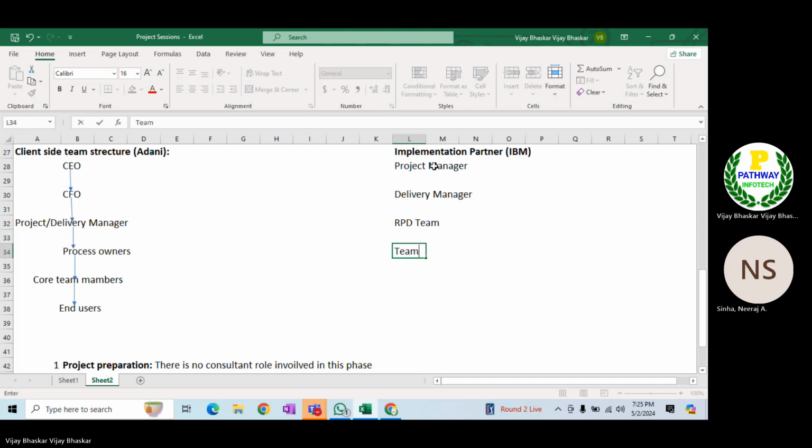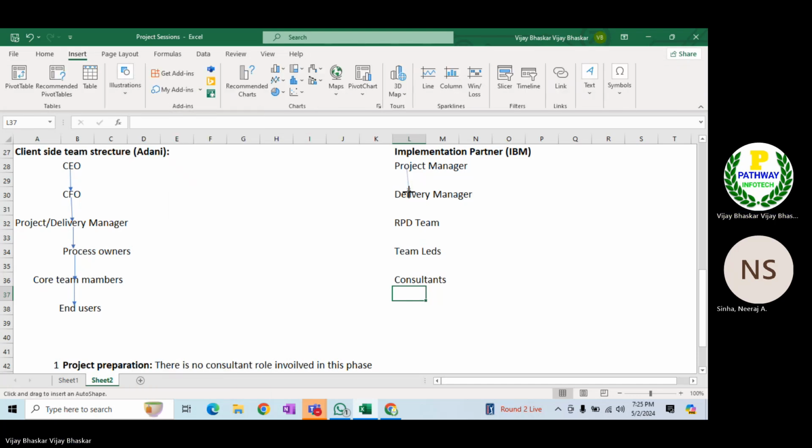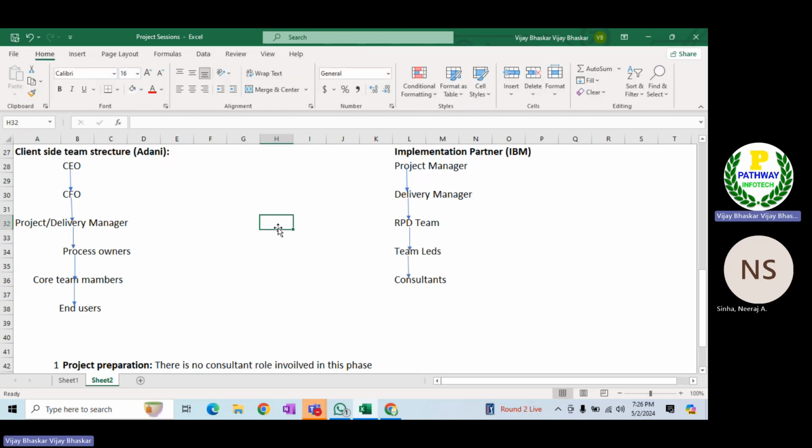Then under this, team leads will be there. Under team leads, consultants will be there. Okay, so now I will explain the role, what exactly the meaning of this is. Now let us discuss first the client side team structure.